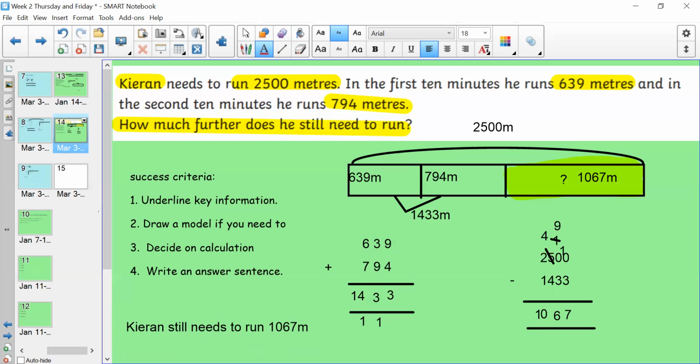Okay, so what you're going to do now is you're going to go onto Microsoft Teams and you are going to complete an assignment. So you'll be able to write your answer sentences in the Word document. I'm not expecting you to show your addition and subtraction working out. It's quite tricky to type that in. Obviously, if you can, that's great. But if you can't, that's fine. I would just at least like to see the answer sentence written in.